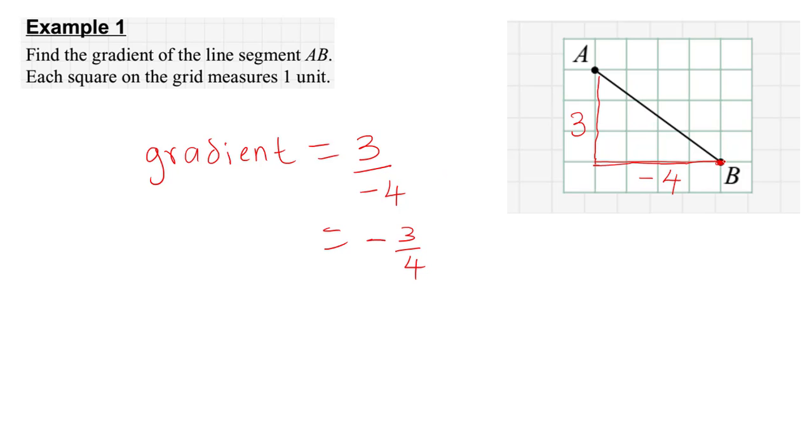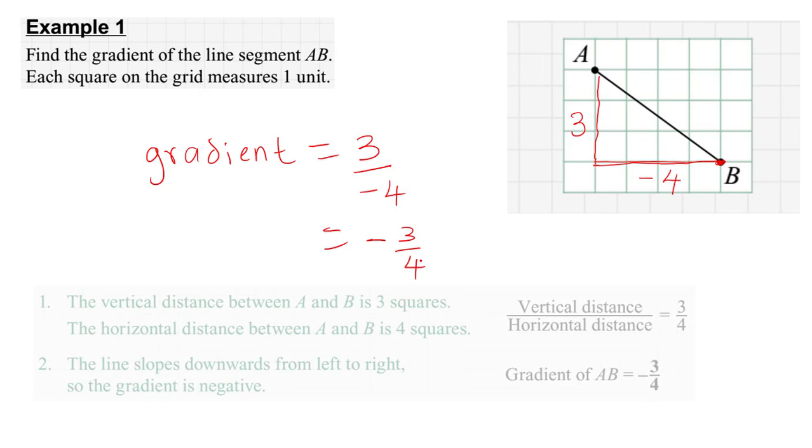So you count how many steps you're making across, and if you're moving backwards, that's going to be negative, and if you're moving up, that's going to be positive. Remember, you start from the bottom part, rising all the way up. So the gradient of this line is going to be negative. Remember, this is a falling line. Falling lines normally have negative gradients.